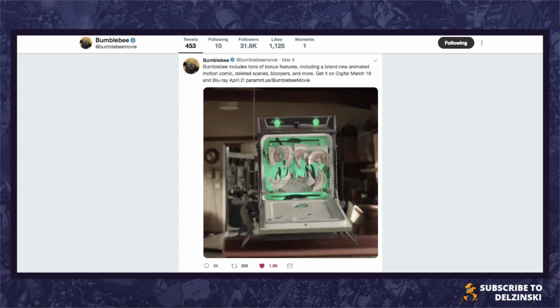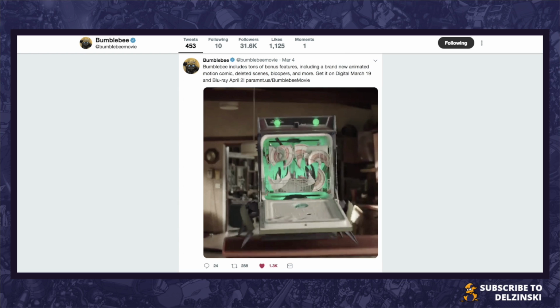It's a dishwasher by the looks of it, but it's transformed into some sort of robot, and I'm kind of like, well, what the hell is that? And it's coming from the scene where Bumblebee is left on his own and he absolutely tears Hailee Steinfeld's Charlie Watson's house apart. But how could this happen?